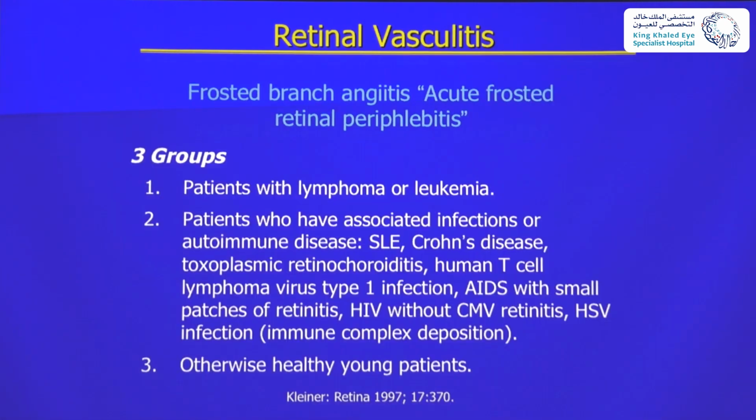You have to rule out conditions such as systemic lupus erythematosus, Crohn's disease, toxoplasmosis, human T-cell lymphotropic virus type 1 infection, and AIDS. I showed you pictures of CMV retinitis in a patient with AIDS, or even in someone immunosuppressed after kidney transplantation. So all these conditions can produce the picture of frosted branch angiitis. After you rule out these conditions, you have to think about idiopathic disease in young people.